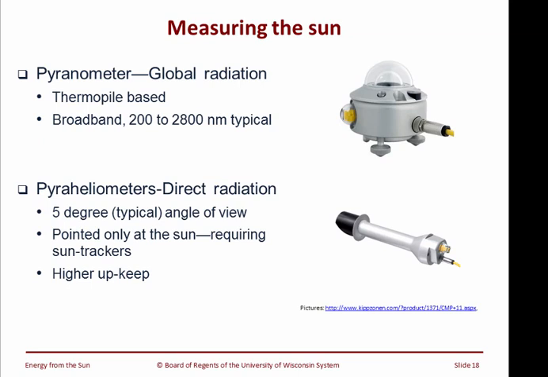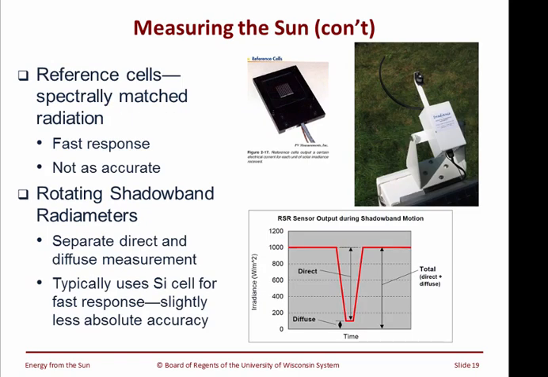Pyranometers measure global irradiance, where this can be either flat, in which case it's measuring the global horizontal, or in the plane of array. These are thermopile based, which means they are also broadband, measuring from 200 to 2800 nanometers typically. Pyrheliometers offer a very narrow view and measure direct radiation only. They are typically pointed at the sun, requiring sun trackers, which results in that higher upkeep I mentioned earlier. In addition, reference cells can be used, which can be spectrally matched to the PV modules you use. These have fast response, although typically they're not as accurate in terms of their total irradiance measurement.